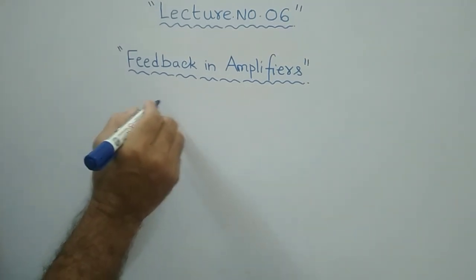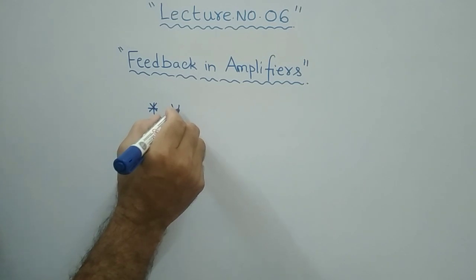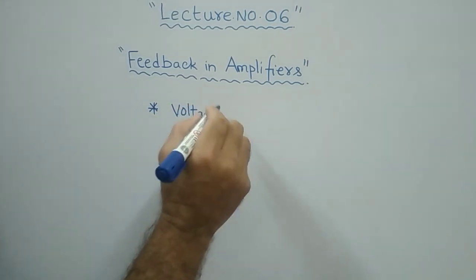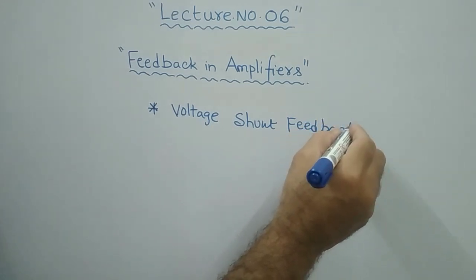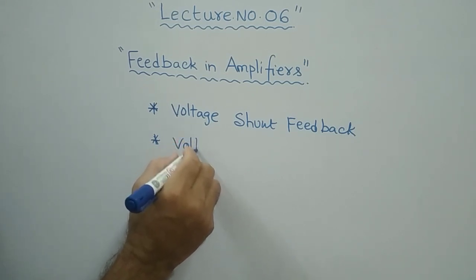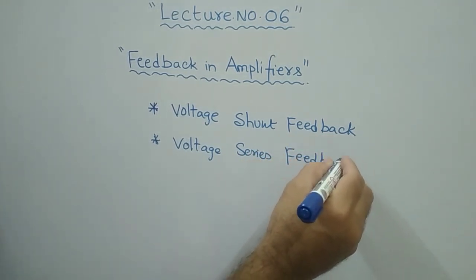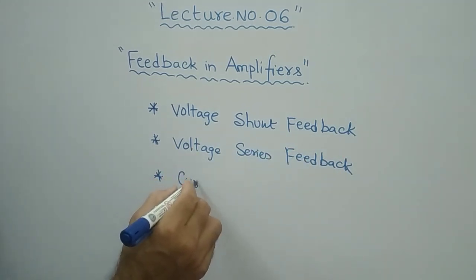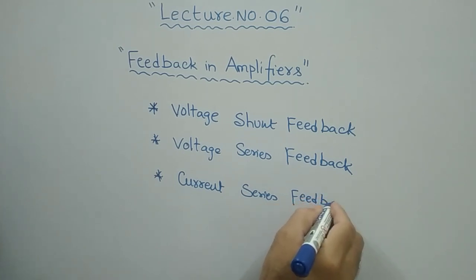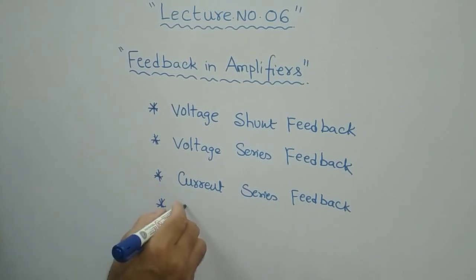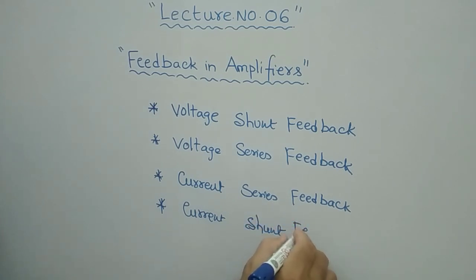I will recall again. Based on the feedback we will provide in the amplifier circuit, the feedback topologies are: the first one is voltage shunt feedback topology. The next one is voltage series feedback topology. The third one is current series feedback topology. And the last one is current shunt feedback topology.